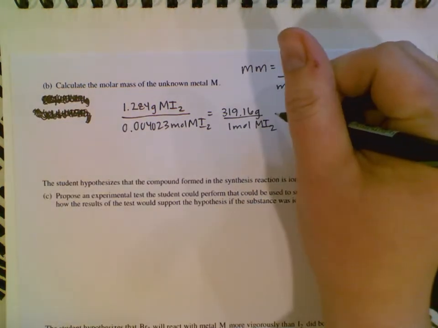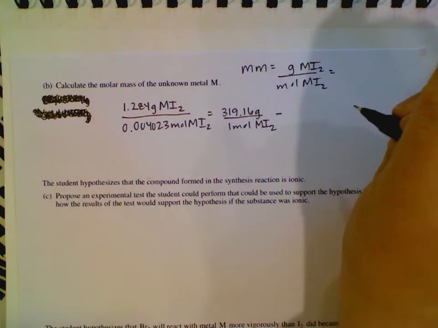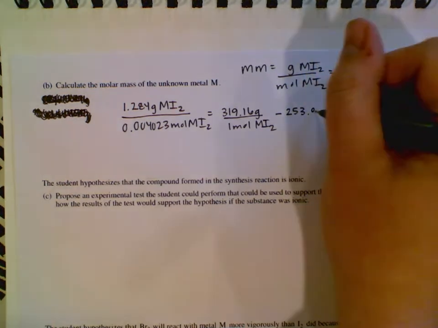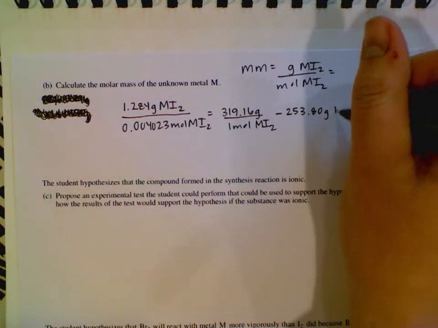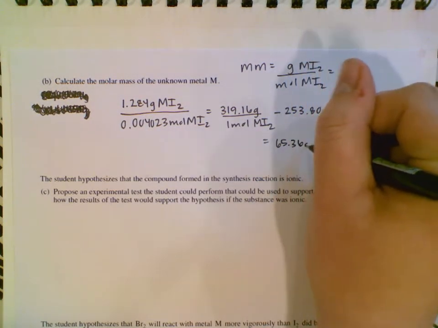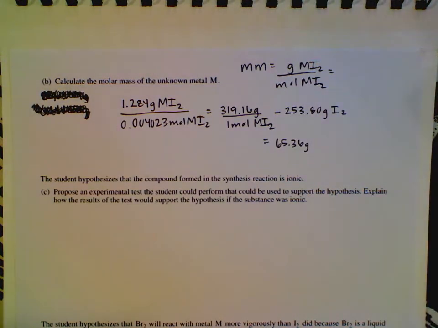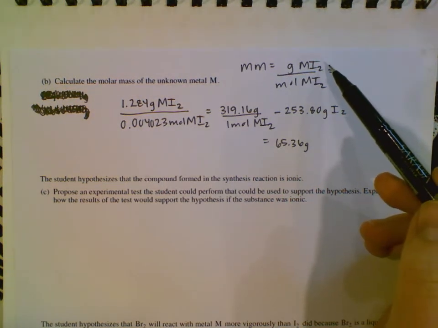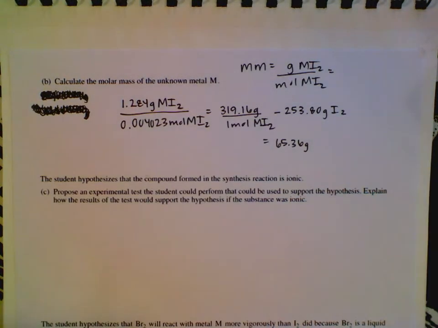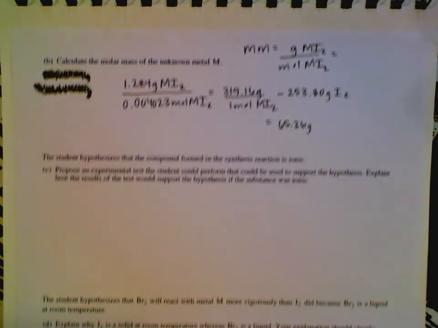But I know that I just did the calculation for the iodine's molar mass. If I take away 253.80 grams for my iodine, I am left with a mass of 65.36 grams. Like I said, on the answer key, they show you some stoichiometry where they find the mass of the metal first, and then they divide by the moles of the metal. It's kind of the same thing, but I like this a little bit better because I don't have to do any fancy math before I do the moles and grams division, and then I can move on from there. Hopefully that makes sense to you.